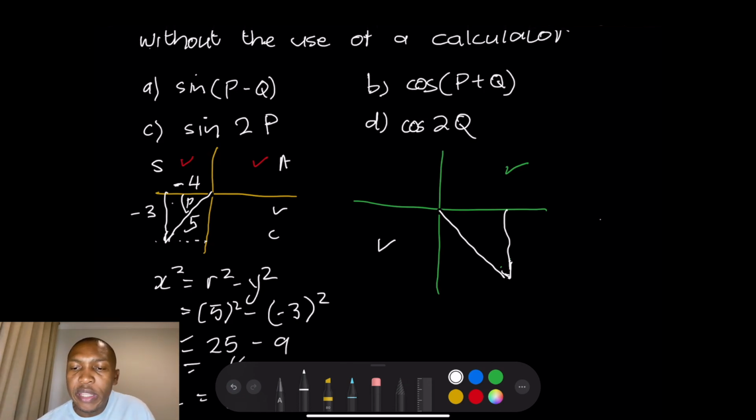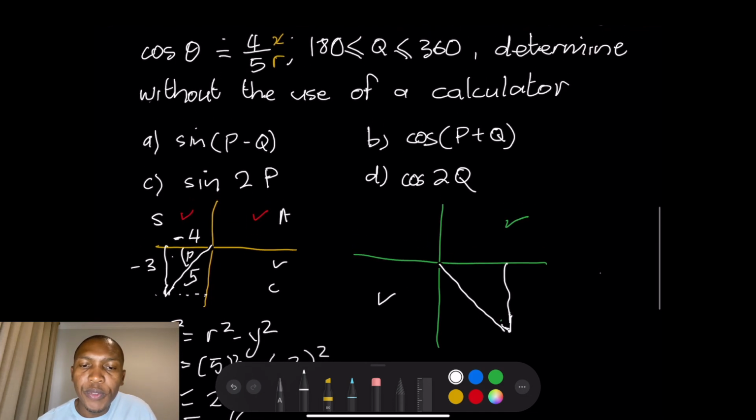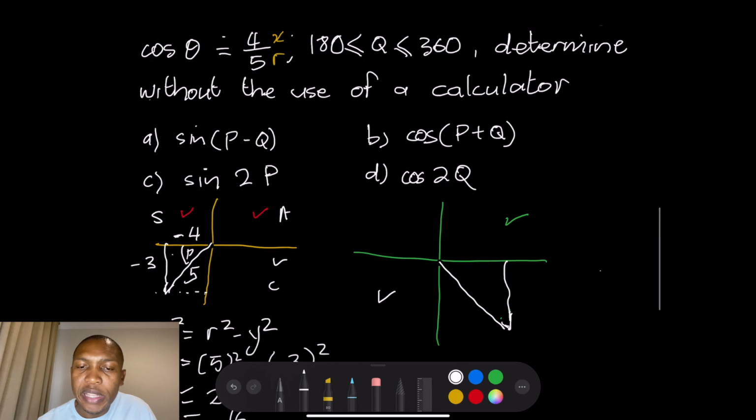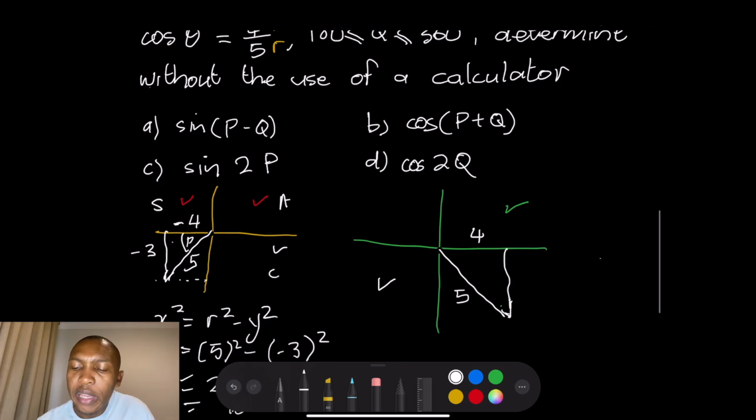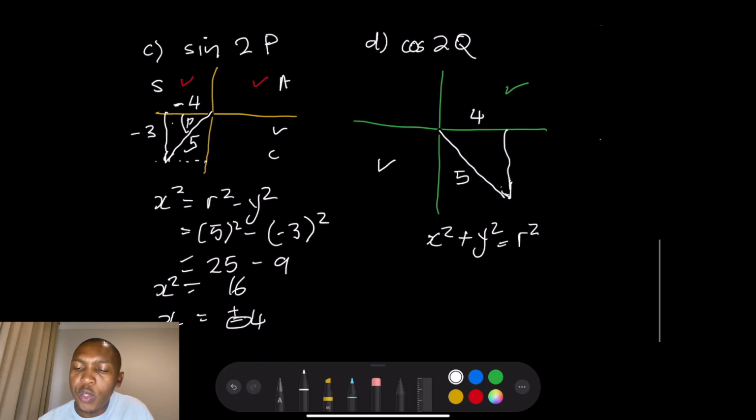Okay, so in this case, what do we have? We've got cos of theta is 4 over 5. That's x is 4, so my x value is 4, and my r value is 5. In this case, I'm going to have to find the y value. So we're going to say x squared plus y squared is equal to r squared. And of course, we know that y squared will be equal to r squared minus x squared.